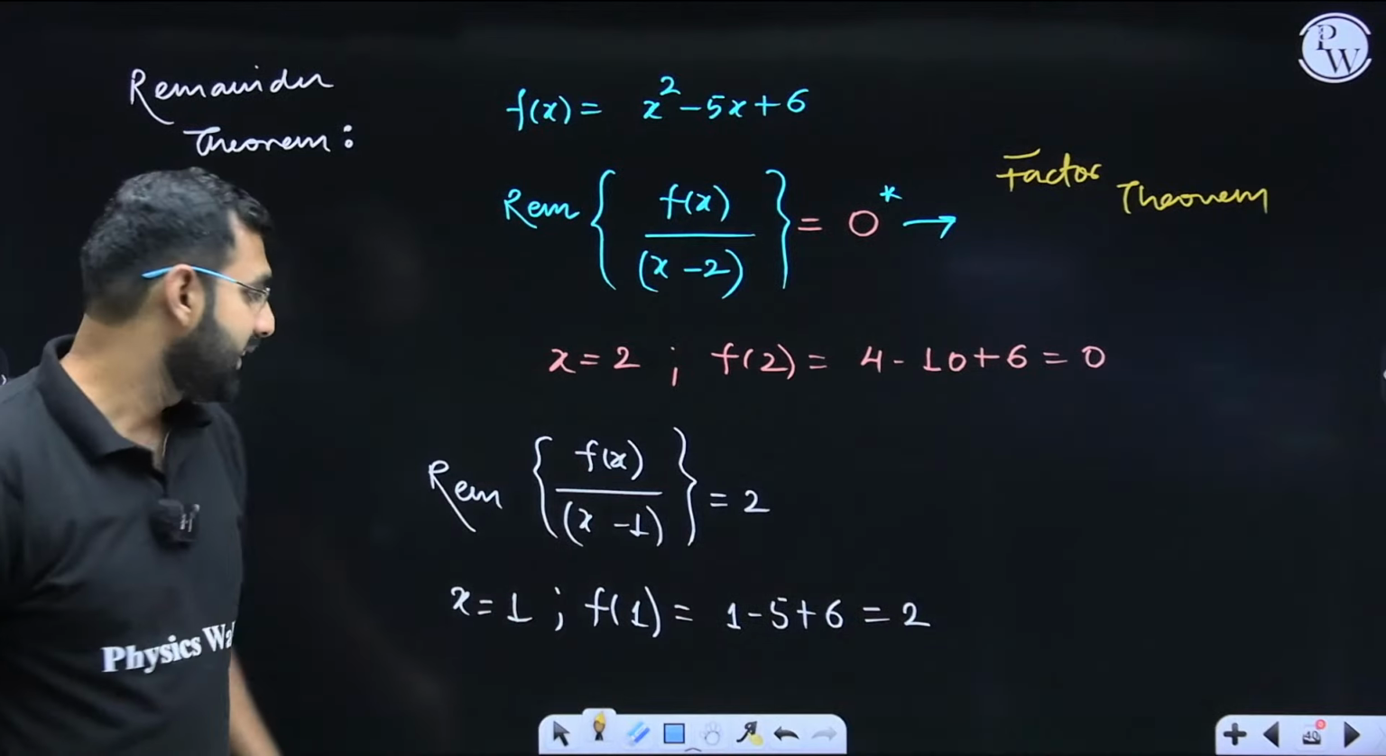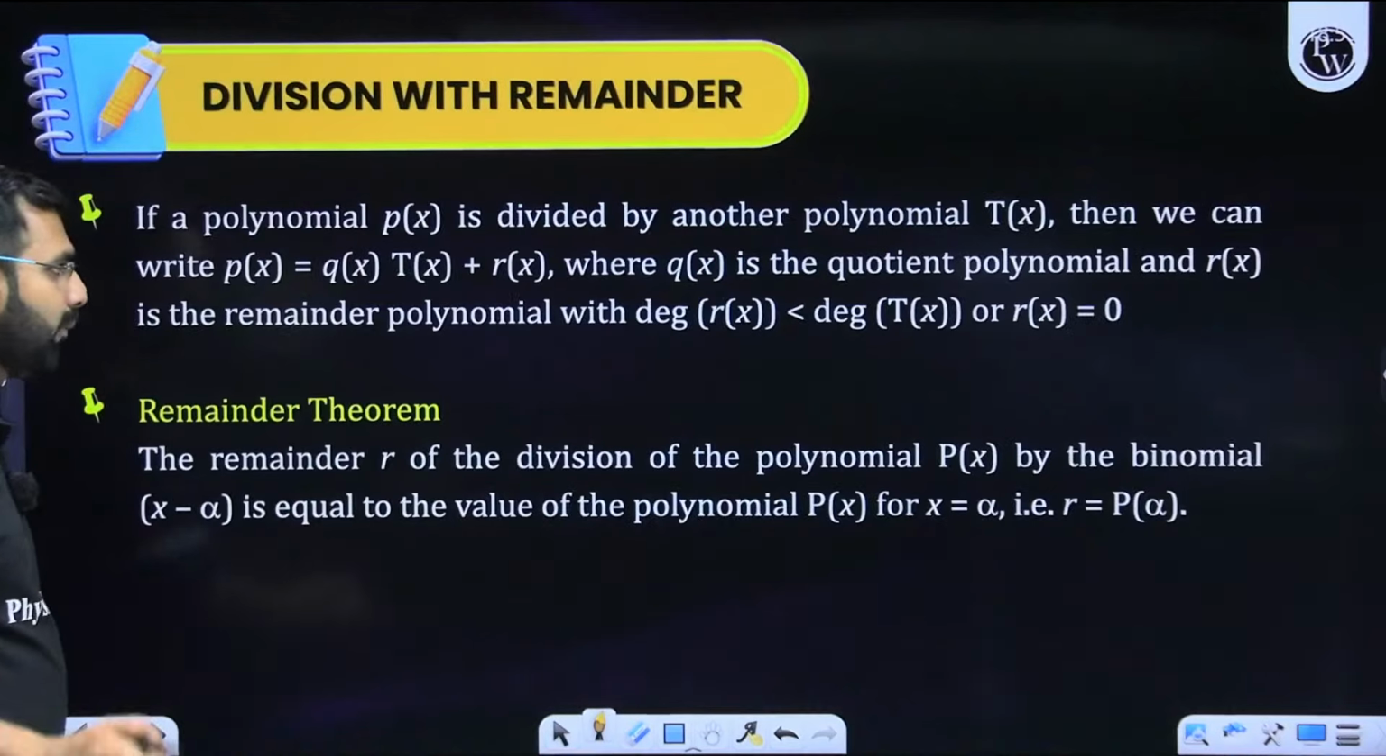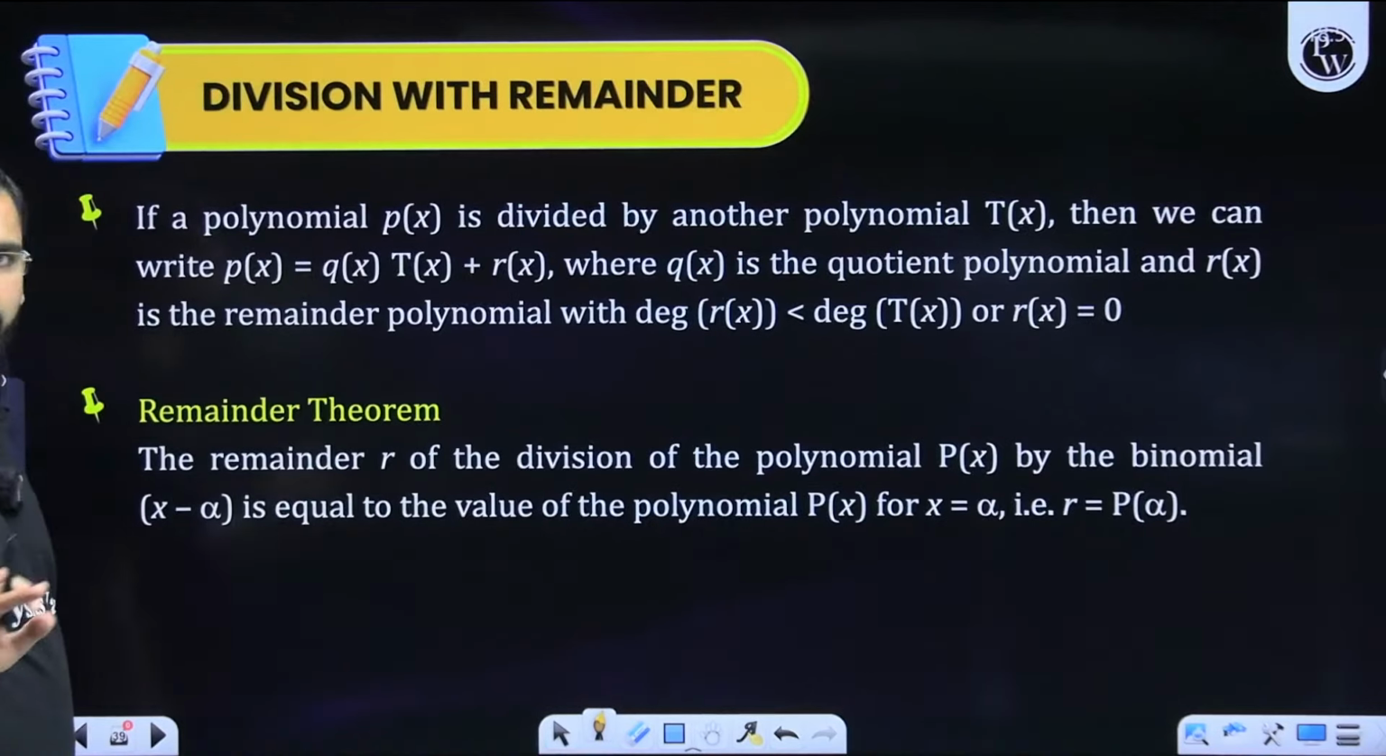So what is it in a nutshell? I'll say factor theorem and remainder theorem are nothing but simply what? When you're dividing a polynomial, let's say by x minus alpha, so that p(x) when divided by x minus alpha, what remainder does it give you? Simply find p(alpha). That p(alpha) will be your remainder. And if p(alpha) is found to be 0, then x minus alpha will be a factor of p(x).